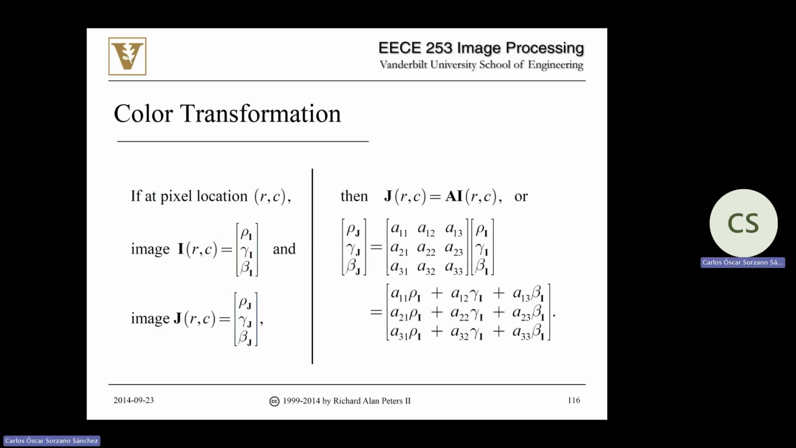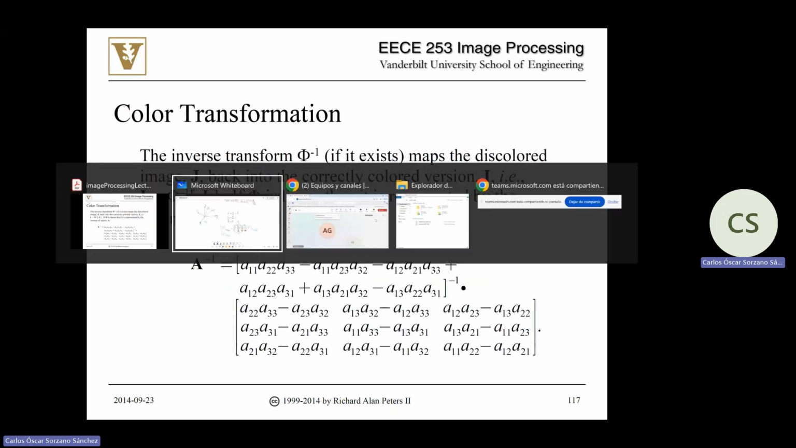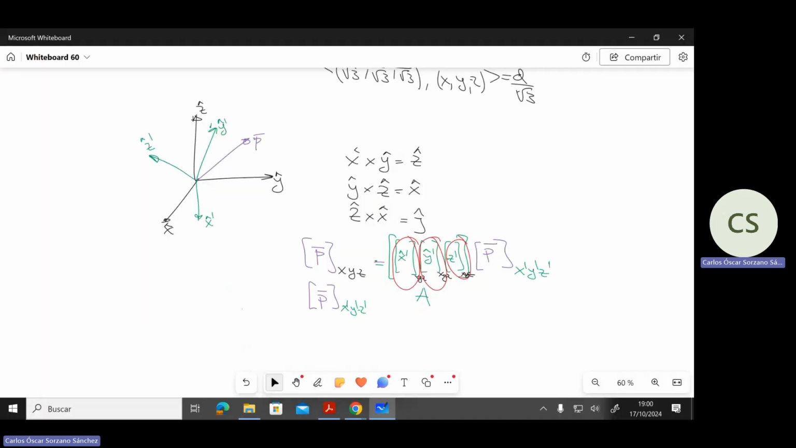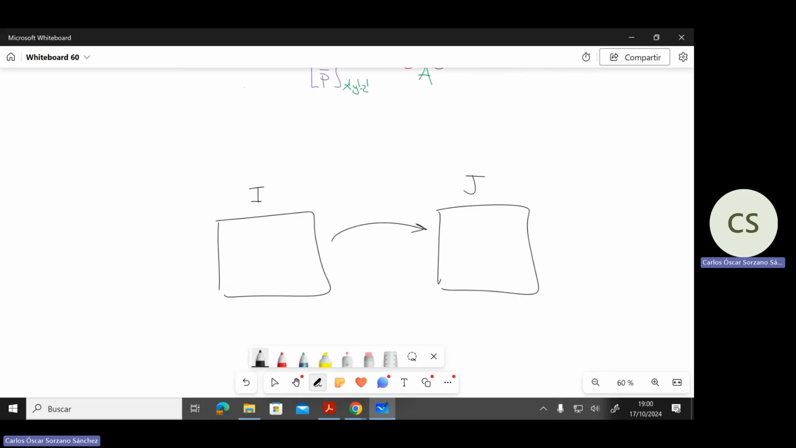And this is what is represented here. You take any color, multiply, and you get another color. And this is interesting. We have a couple of images, I and J. The pixel of I at position R is an RGB. Then if my transformation is this one, the result will also be an RGB.